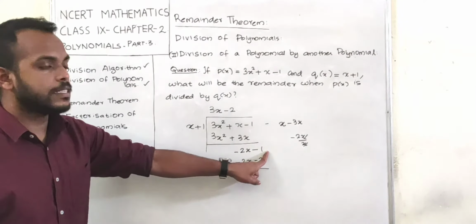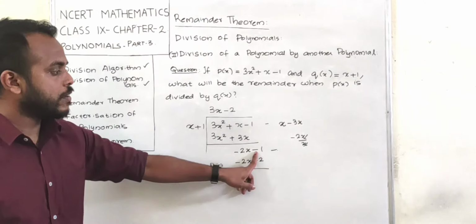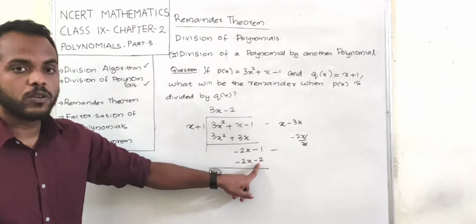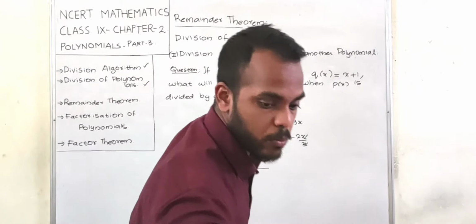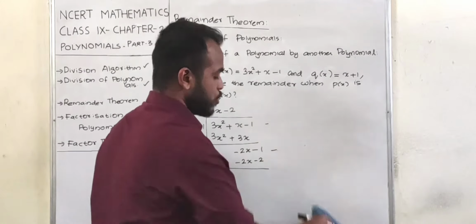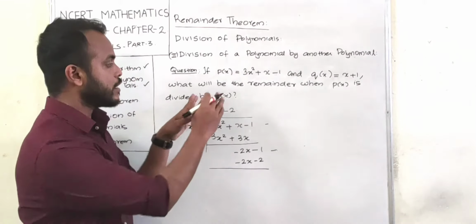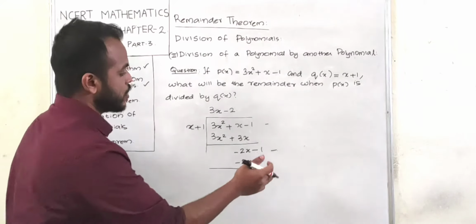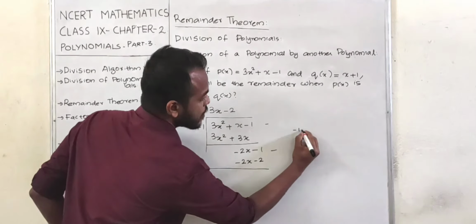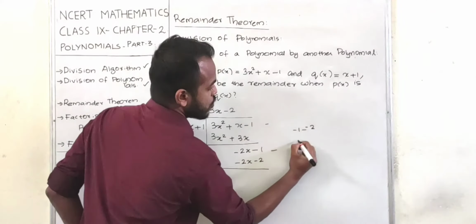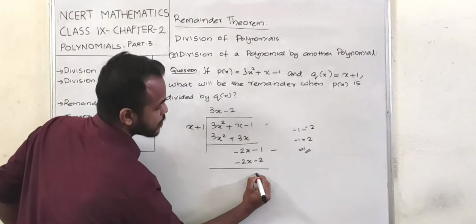Now the same process of subtraction must be done here. Minus 1 minus minus 2. If anybody has any doubt, you should write it in the working column or anywhere, and make sure you are not getting the calculation wrong. If you get any number wrong here, the whole answer will change. So this is minus 1 and we need to subtract minus 2, so minus 1 plus 2. That is plus 1. So the answer is plus 1.